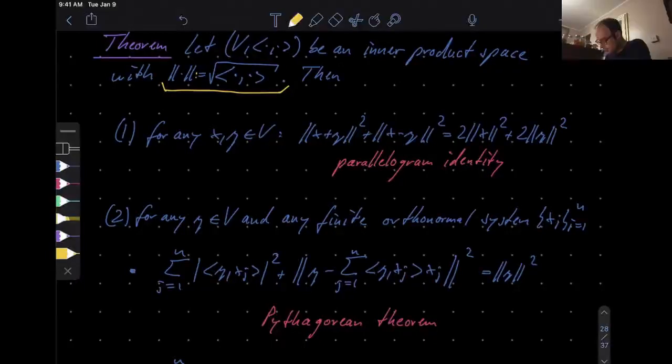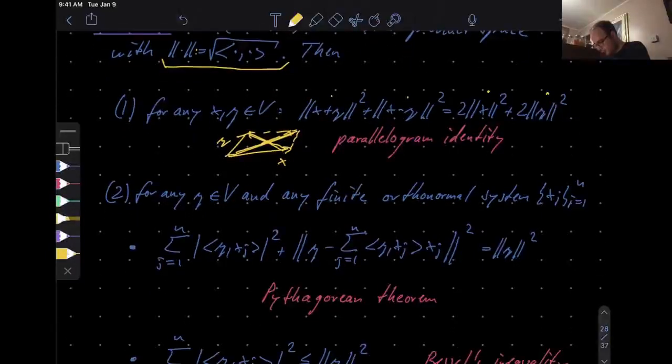Then we have 3 identities. Number 1 is the parallelogram identity. So x plus y, x minus y, norm squared, added together gives you squares of the individual norms with factors of 2. This has a geometrical interpretation. That's why it's called parallelogram identity. Because they span a parallelogram, right? So the diagonal here, this is your x plus y, and this is the x minus y. And this says something about the length of the sides in the parallelogram.